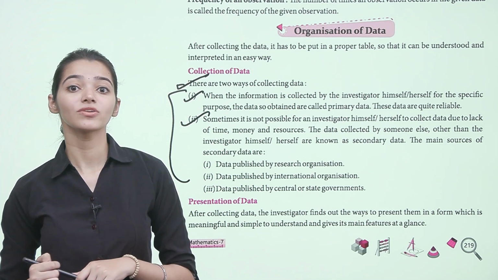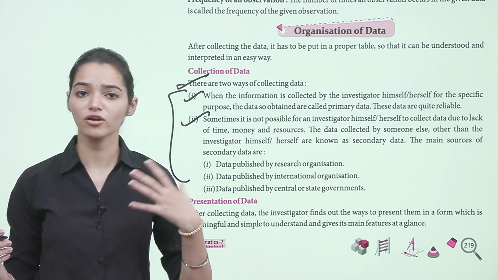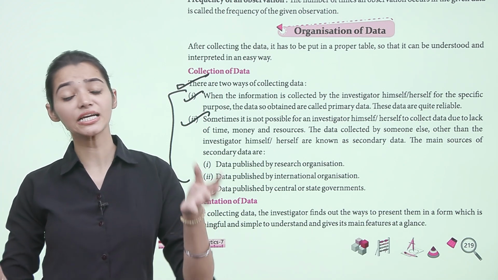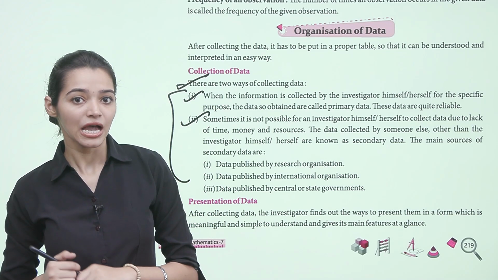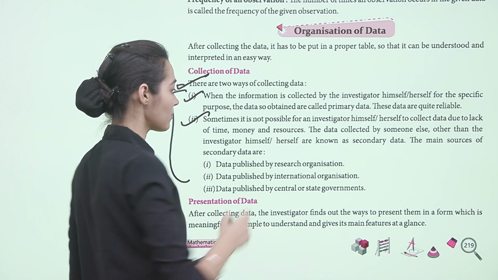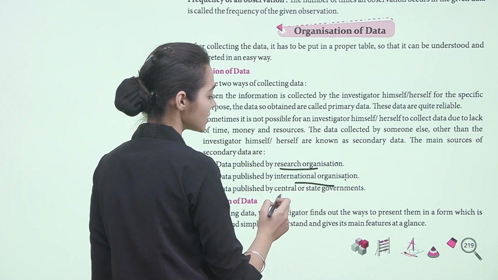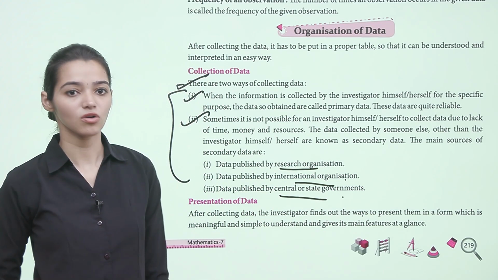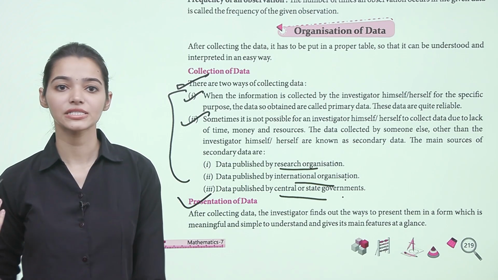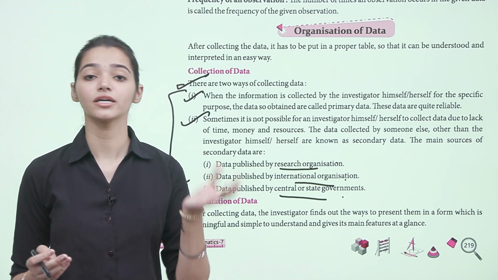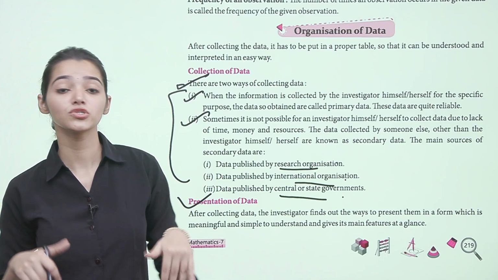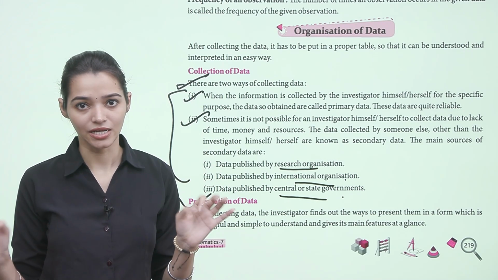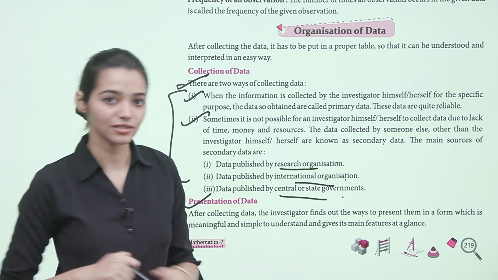Sometimes it is not possible for an investigator to collect the data due to lack of money, time and resources, and the data are collected by someone else other than the investigator, so they are known as secondary data. The main sources of secondary data are data published by research organizations, international organizations or by central or state governments. Now how can we present data? After collecting the data, the investigator finds out the ways to represent them in a form which is meaningful and simple to understand and gives its main features at a glance.